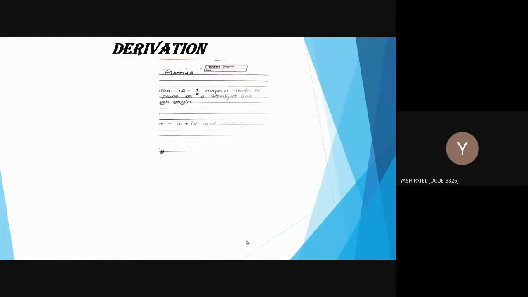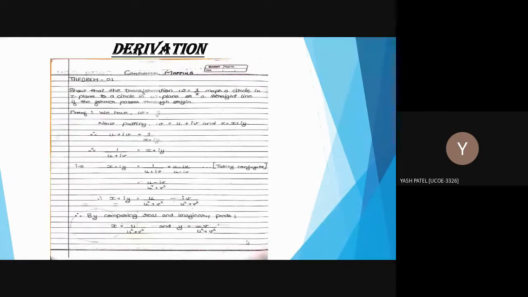Now we are into the important part of this topic, that is the derivation on conformal mapping. So theorem 1 says that show that the transformation W equal to 1 by Z maps a circle in Z plane to a circle in W plane or a straight line if the former passes through origin. So let's move on with the proof.